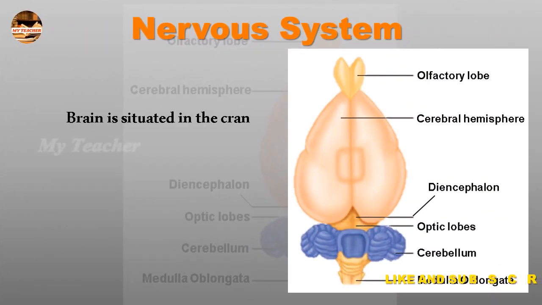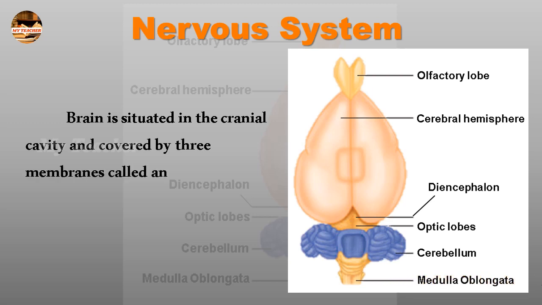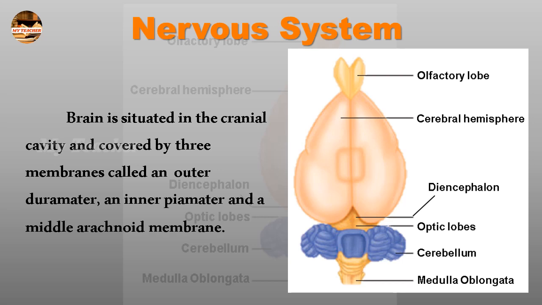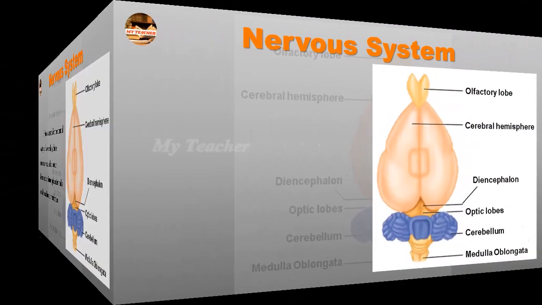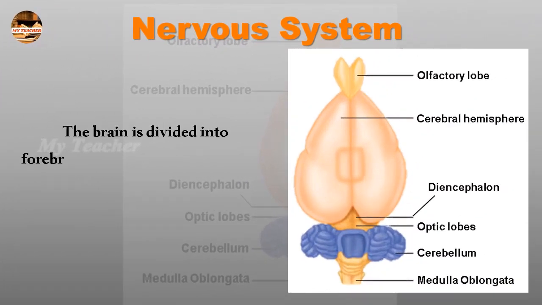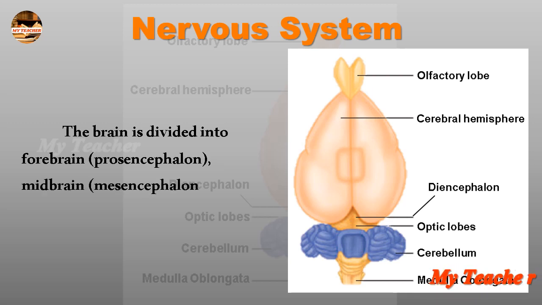Brain is situated in the cranial cavity. It has 3 membrane coverings. Outermost layer is dura mater, inner pia mater and a middle arachnoid membrane. The brain is divided into forebrain, that is prosencephalon, midbrain, mesencephalon and hindbrain, rhombencephalon.